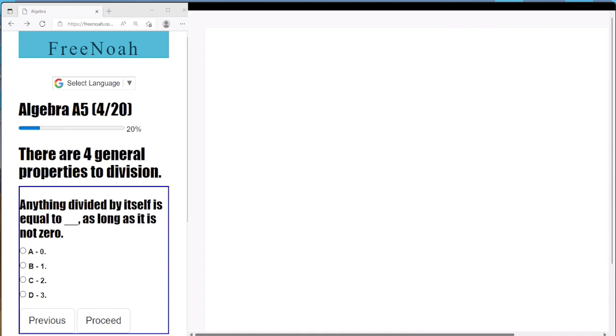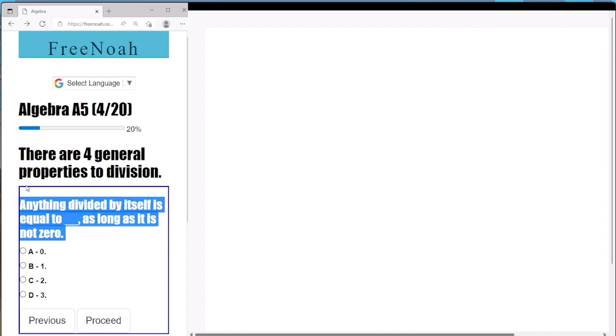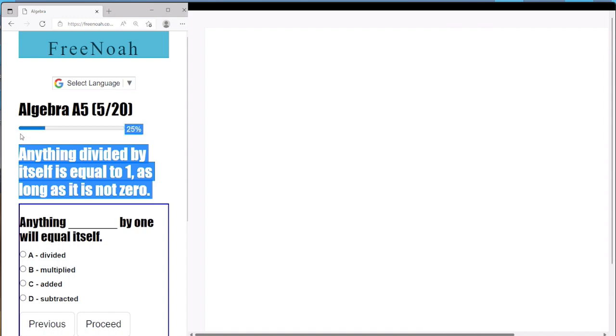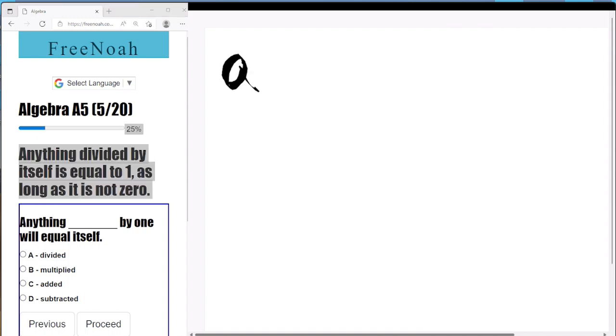So I'll give you a brief introduction on the general properties of division. Let's see here. It says anything divided by itself is equal to blank as long as it is not zero. So anything divided by itself is equal to 1 as long as it is not 0. So this was the first general property I gave you on division.